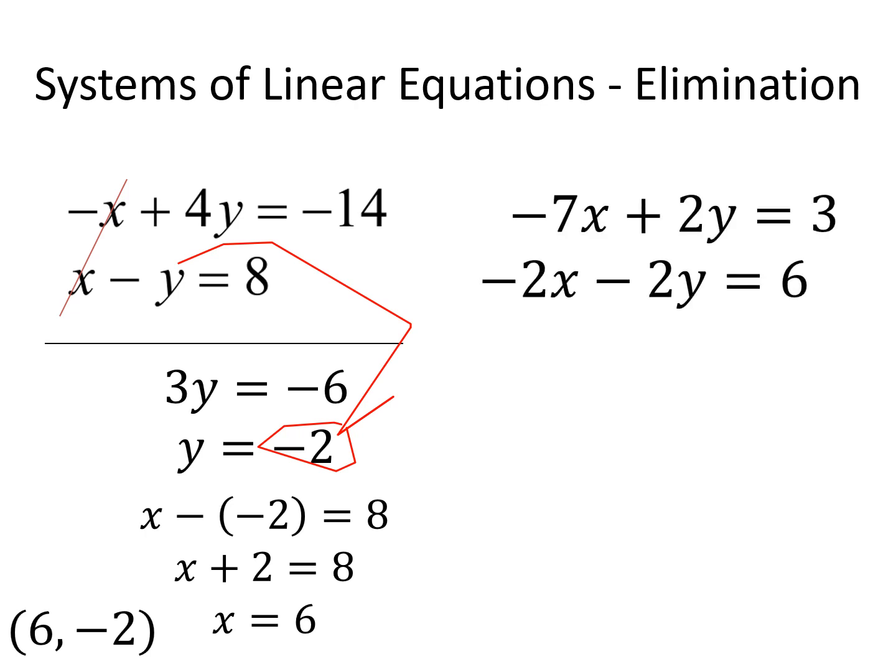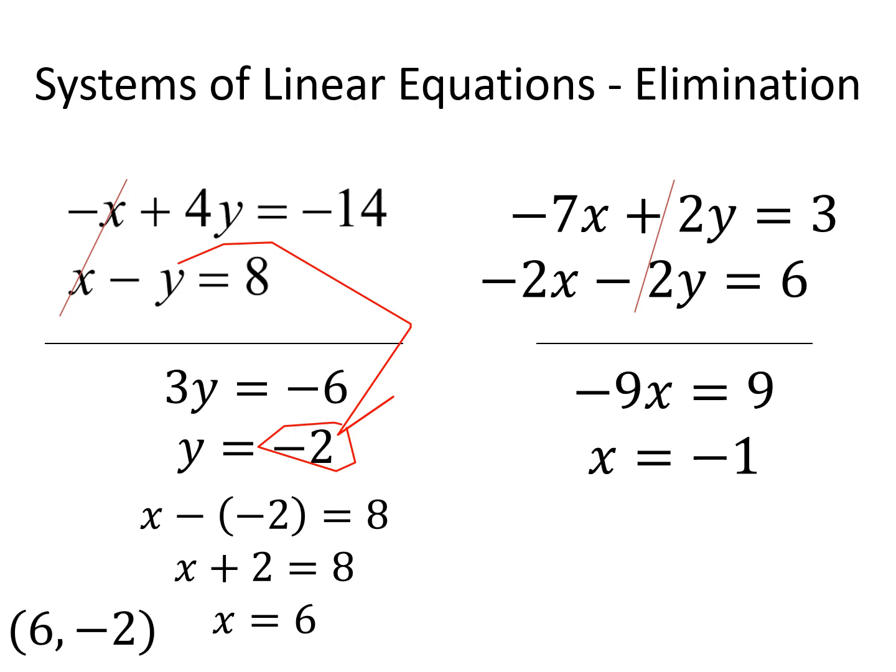Let's try another. So I've got negative 7x plus 2y is equal to 3, and negative 2x minus 2y is equal to 6. Again, in this case I can eliminate the y's. The y values can be eliminated because that's a positive and a negative, and they have the same number. If I add top to bottom, that gives me negative 9x equals 9. Divide by negative 9, x is equal to negative 1.